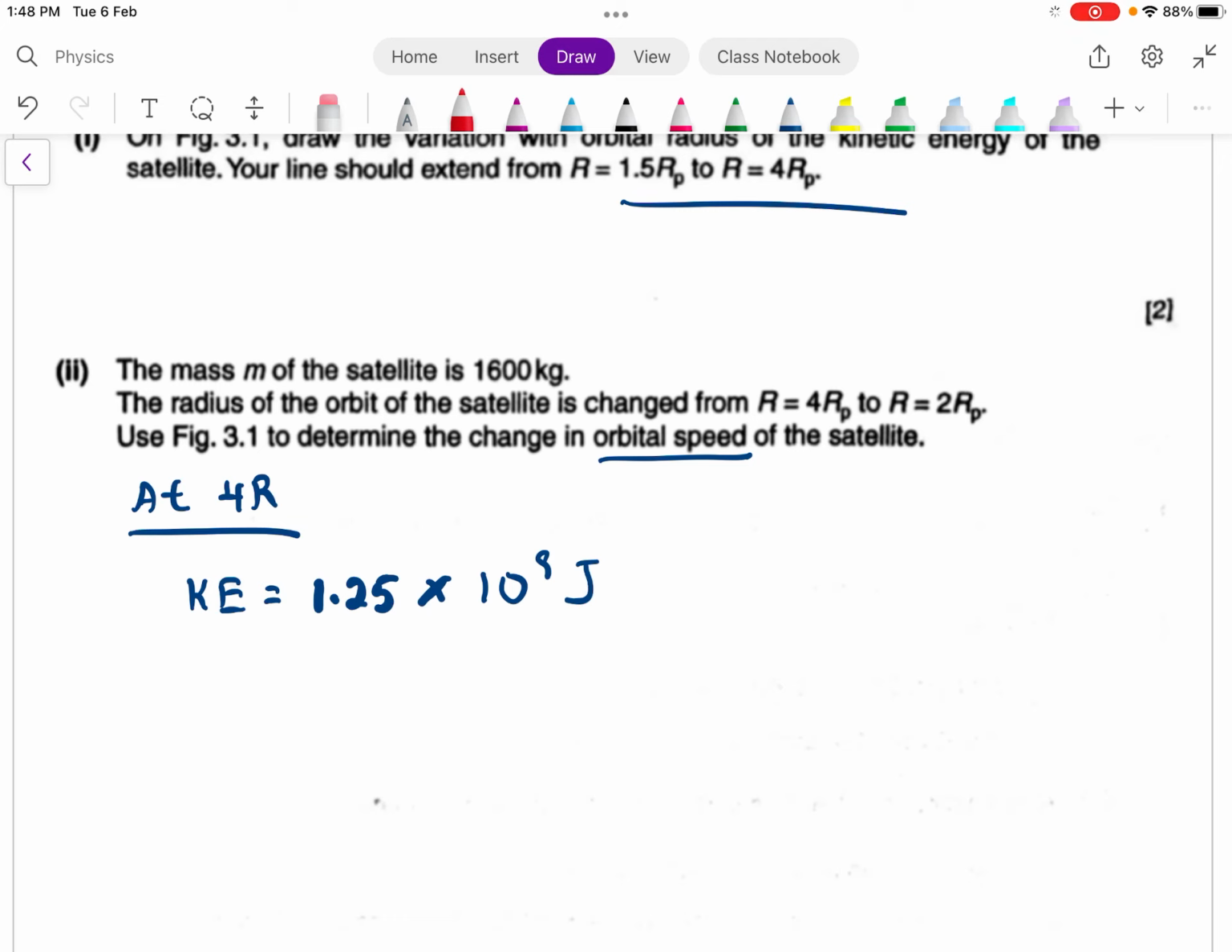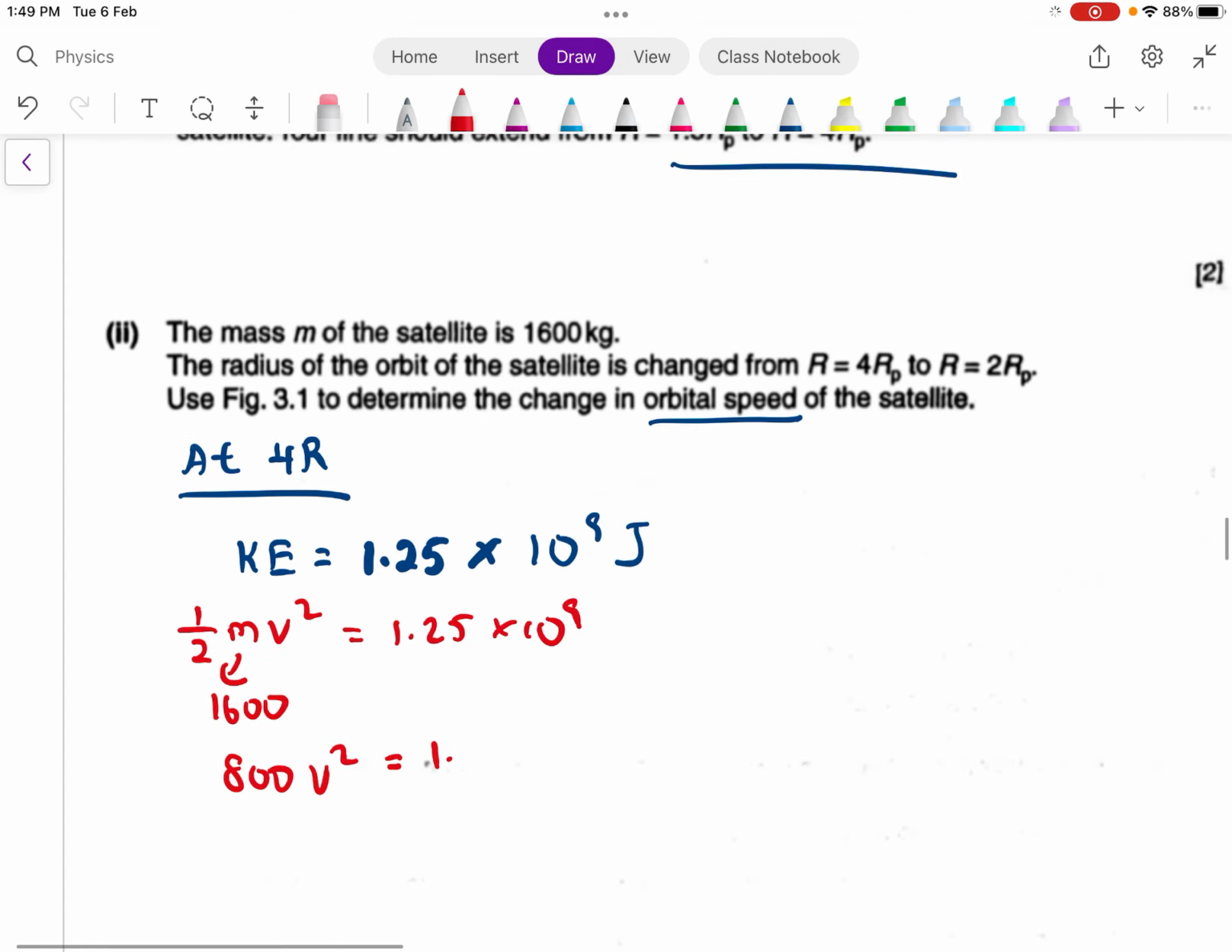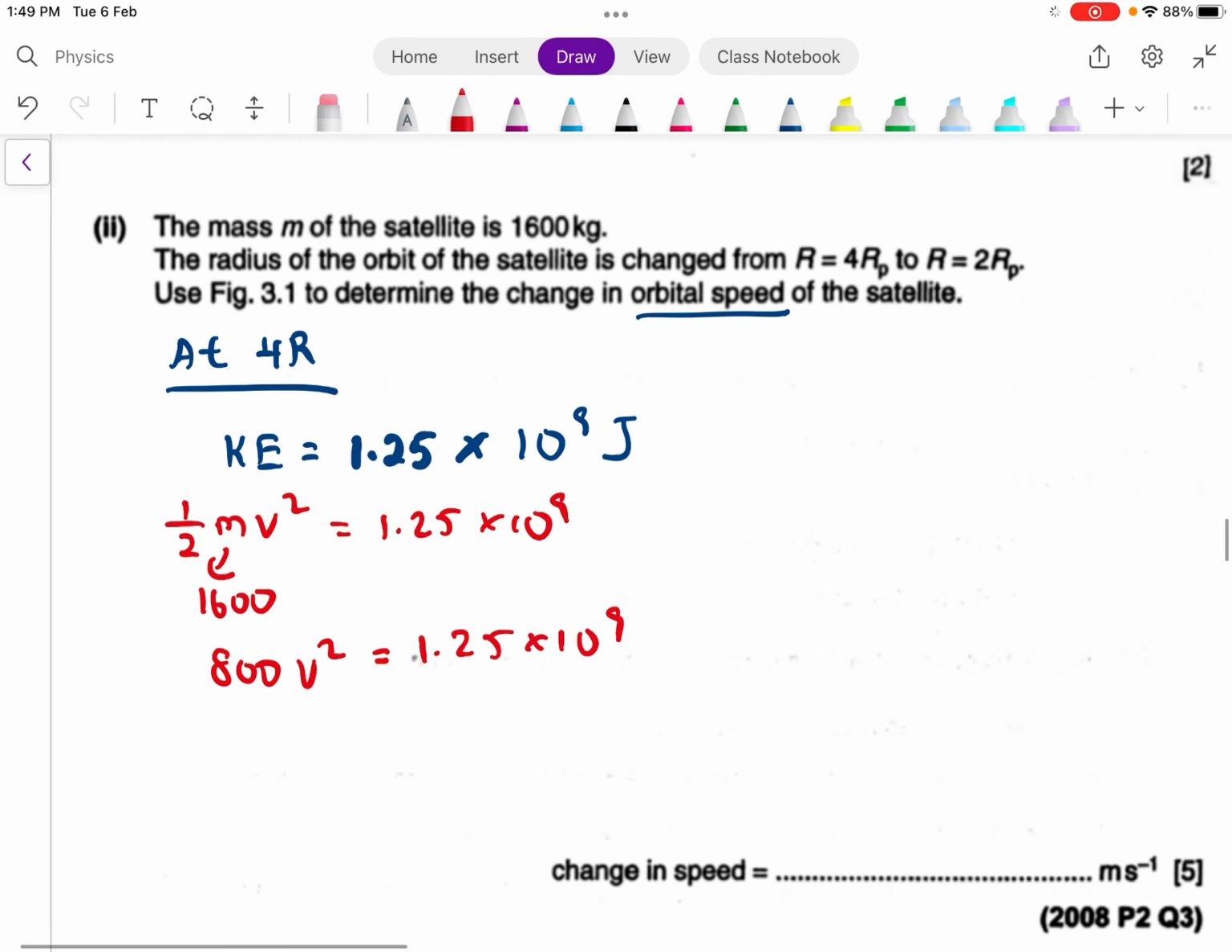So I want to determine what is the speed at 4R. So half m v square is equal to 1.25 times 10 to the power of 9. Since I know my m is about 1600, so about 800 v square equals 1.25 times 10 to the power of 9. So my v square is equal to 1.25 times 10 to the power of 9 divided by 800. So it's about 1562500. V is equal to the square root of that, so it's about 1250 meter per second. So that's at 4R.